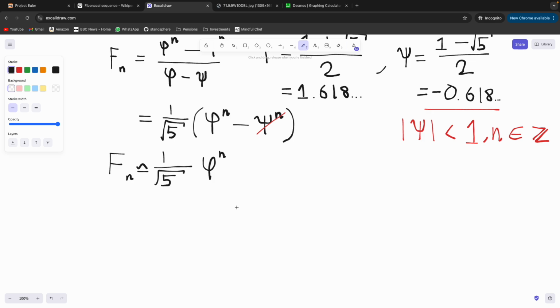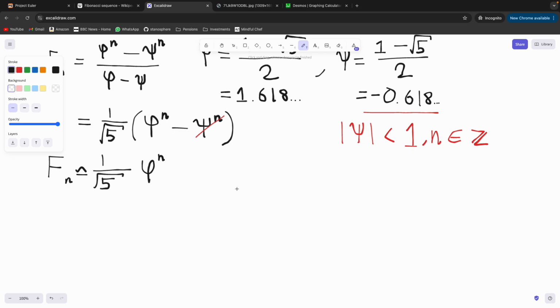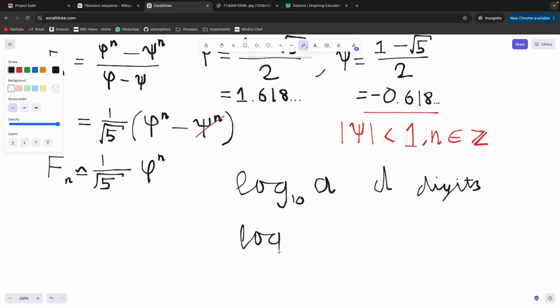The answer is that there's a little fact from maths: if I take the log base 10 of some number, let's call it a, and a has d digits, that is horrible handwriting, isn't it? Then I know that this is going to be in between d and d minus 1.